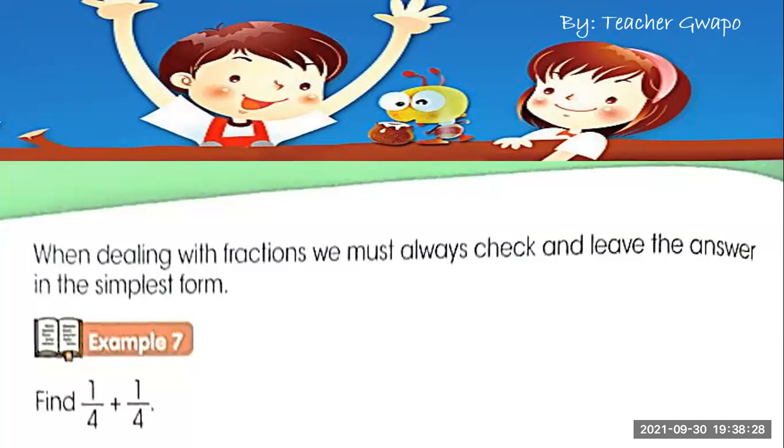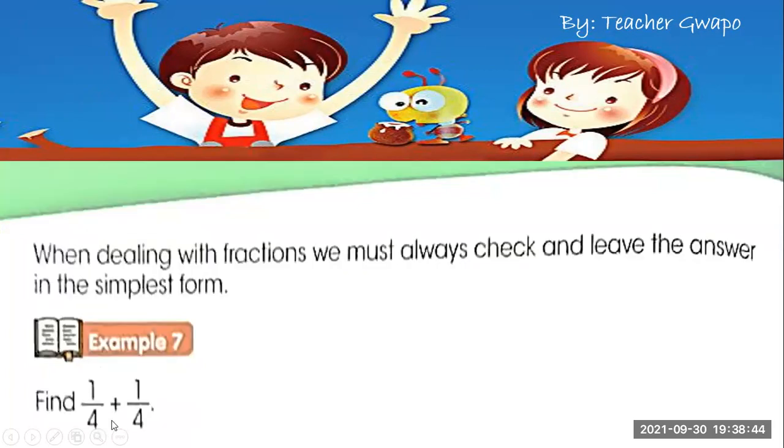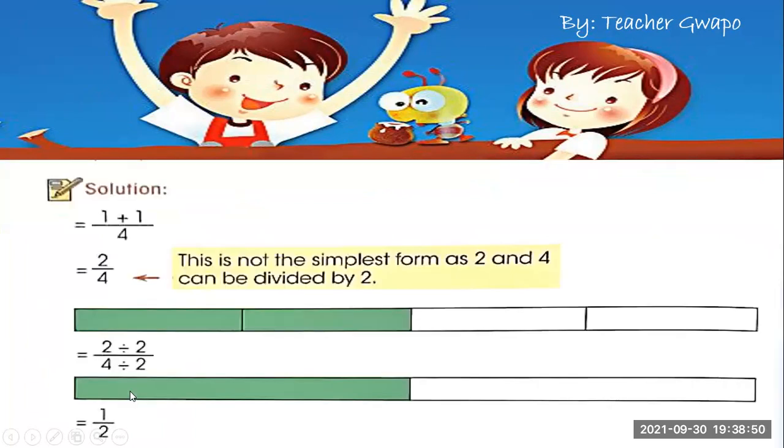In simplest form. Now find 1 over 4 plus 1 over 4. Just because they have the same denominator, we just copy the denominator and add the numerators. You can see here that 4 and 4 are the denominators, right? So we just add the numerators, the numbers on the top. 1 plus 1 is 2. So that is 2 over 4.